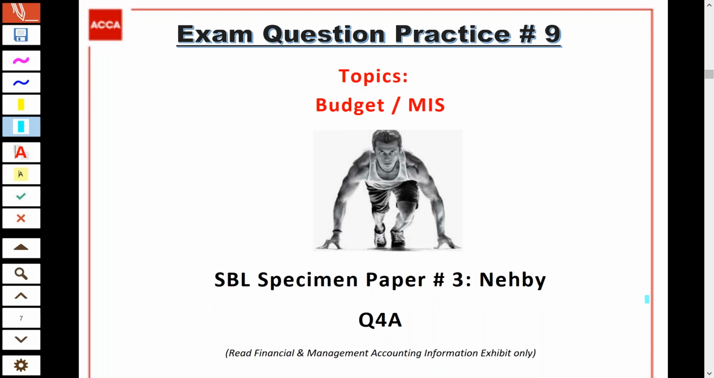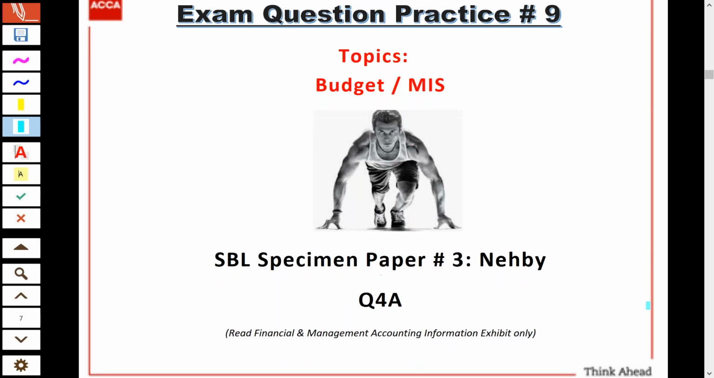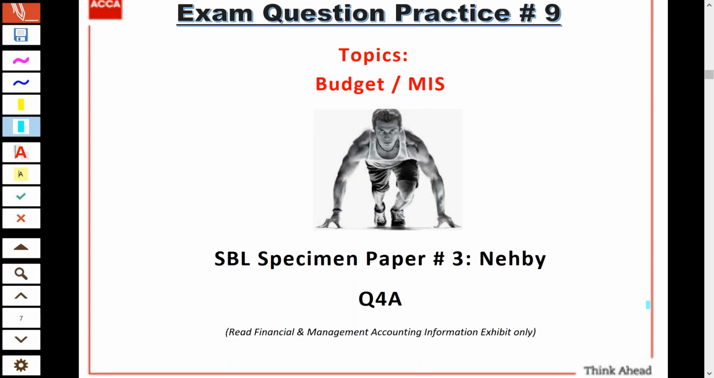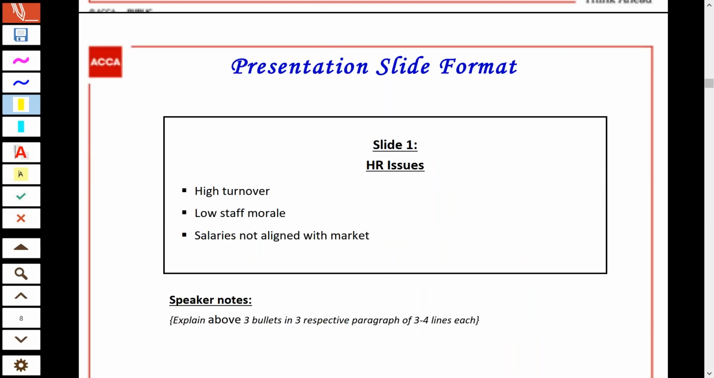So let's do question practice number 9. Topic is budget and MIS. So hold on, guys. This is specimen paper 3, called NEBI, and we're gonna do question number 4A, and we need to read the financial and management accounting information exhibit only. It will cover the presentation slide as well.